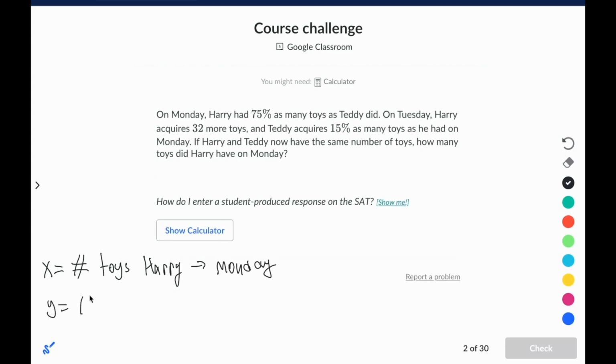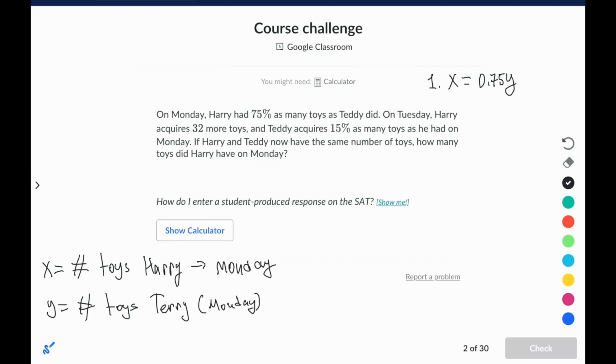And Y will be the number of toys Teddy had on Monday. So these are our variables. So now let's follow what the question says. On Monday, Harry had 75% as many toys as Teddy did. So basically they're saying that X, which is the number of toys Harry had, is 75% as many as Teddy had, which is Y. So that is 0.75Y. That's our first equation.